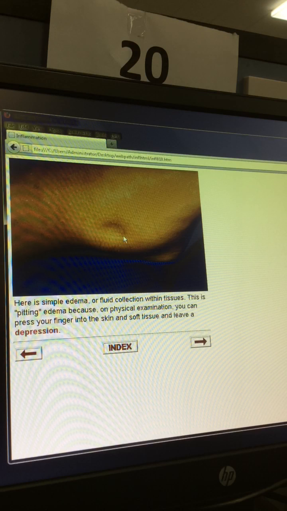This is a simple edema. Edema means fluid collection beneath the tissue. Why is it called pitting edema? Because after putting pressure on this side, after removing your finger, there will be a depression on that side. It means you have put pressure on a fluid.